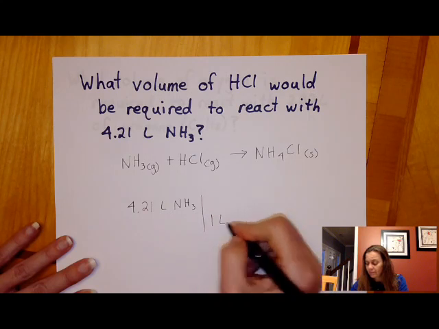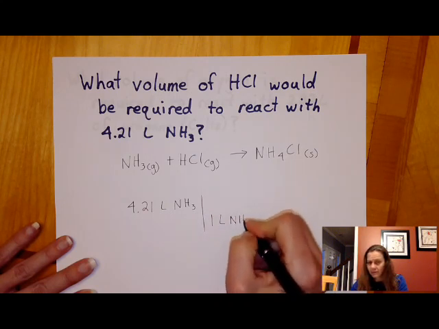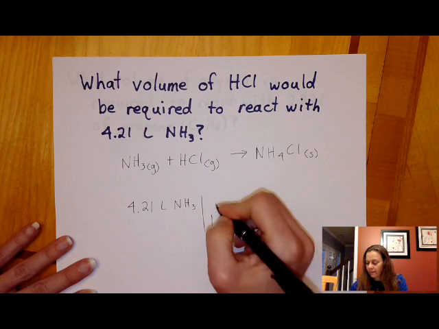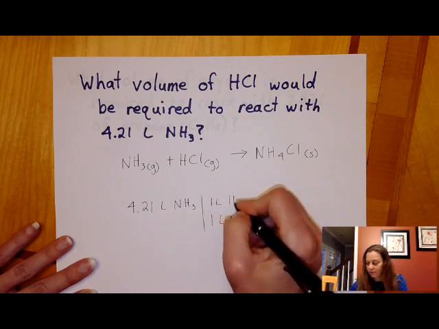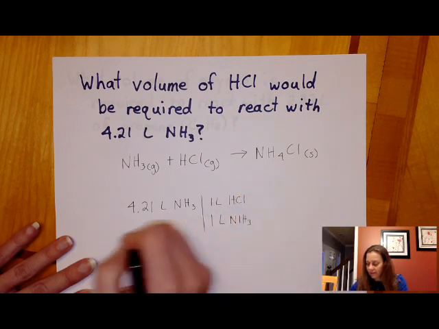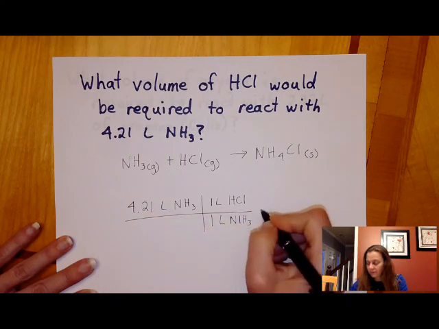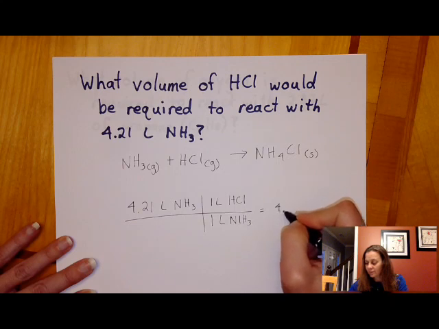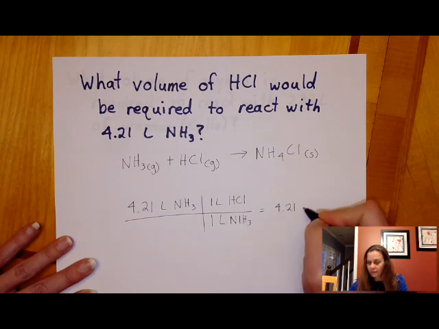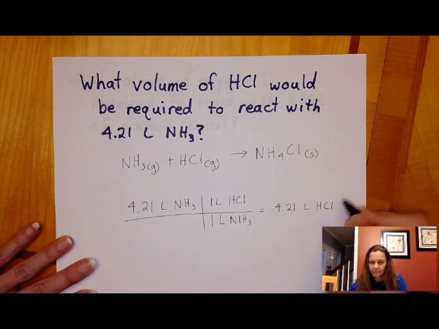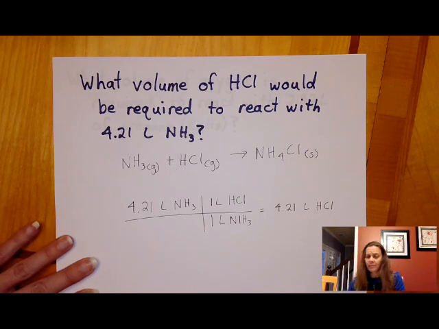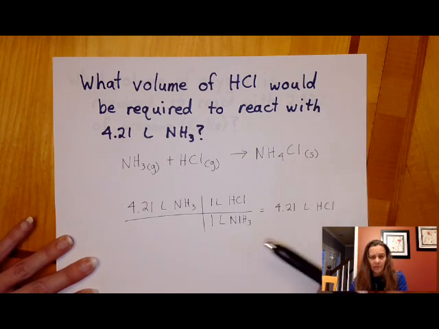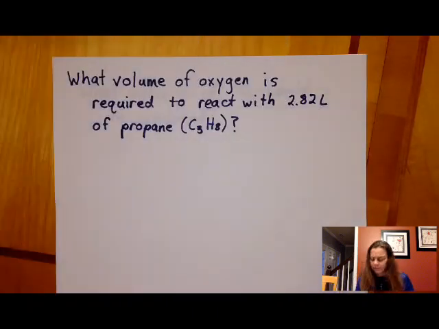So I'm going to put 1 liter of ammonia on the bottom so that the ammonia cancels out, and 1 liter of hydrogen chloride on the top. And that one's pretty easy math, and we get 4.21 liters of hydrogen chloride gas. Okay, so that one's a really, really easy math problem. Let's take a look at one that might be a little bit more challenging.